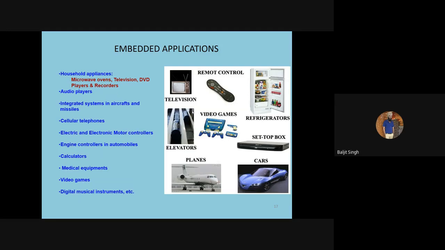ICs, integrated systems in aircraft and missiles, telephones, electric and electronic motor controllers. Then the main microcontroller unit which controls the engine in automobiles, various calculators, PlayStation, video games, medical equipment, and musical instruments. Everywhere, embedded systems play a major role as control, like the brain of all the systems.